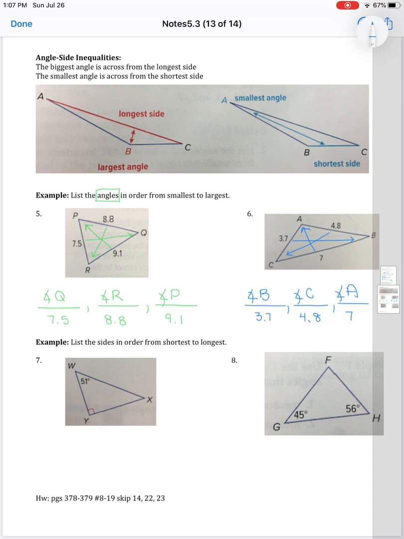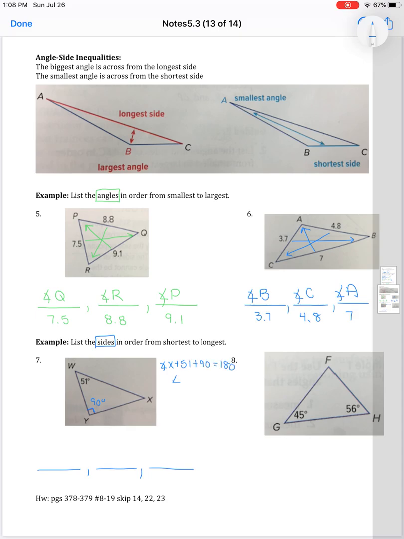For 6, we're going to do the same exact thing. So I'm going to list out my order. I'm going to start with the sides. So smallest is 3.7, then 4.8, then 7. Across from 3.7 is angle B. Across from 4.8 is angle C. And across from 7 is angle A, which means that is going to be your order to work with.